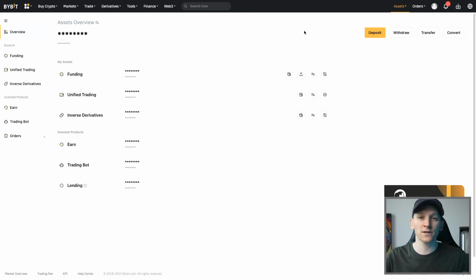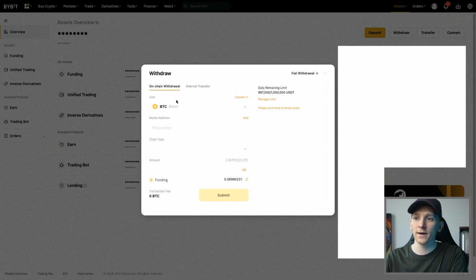If you want to withdraw cryptos to a wallet that you own, like a Ledger, Trezor, software wallet, whatever it may be, just come to your assets overview again, then come to withdraw, and you can choose on-chain withdrawal. So choose the asset that you want to withdraw and then the wallet address. So for Bitcoin, that's fairly self-explanatory. You just withdraw Bitcoin over the Bitcoin network. There's only one choice of chain type, which is BTC. You will see the fees are slightly high, especially for Bitcoin and ETH.